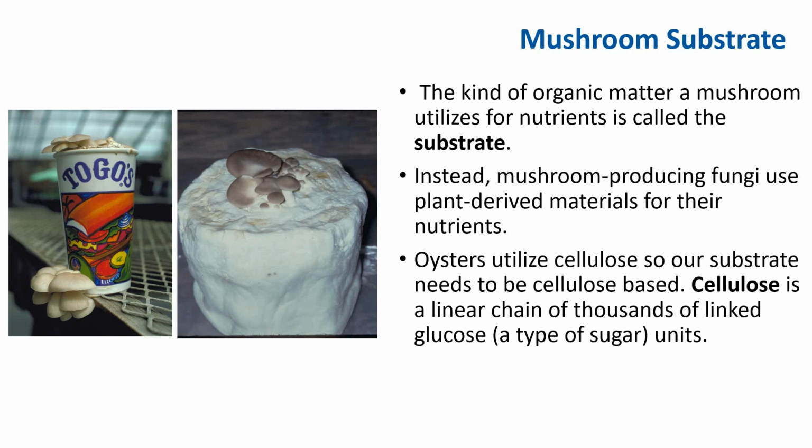Oyster mushrooms, for example, utilize cellulose. So our substrate needs to be cellulose based. Cellulose is a linear chain of thousands of linked glucose, a type of sugar unit. Cellulose is thought to be the most abundant organic compound on Earth. Organic in this sense simply means it was or is living, so matter from a living organism.